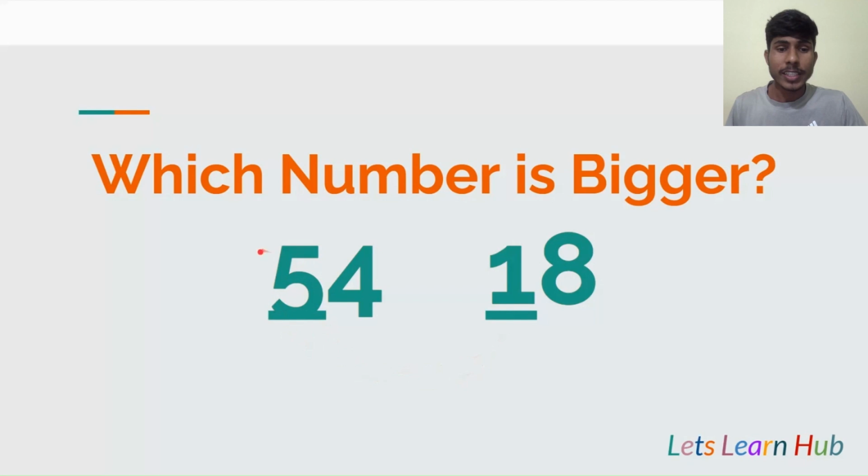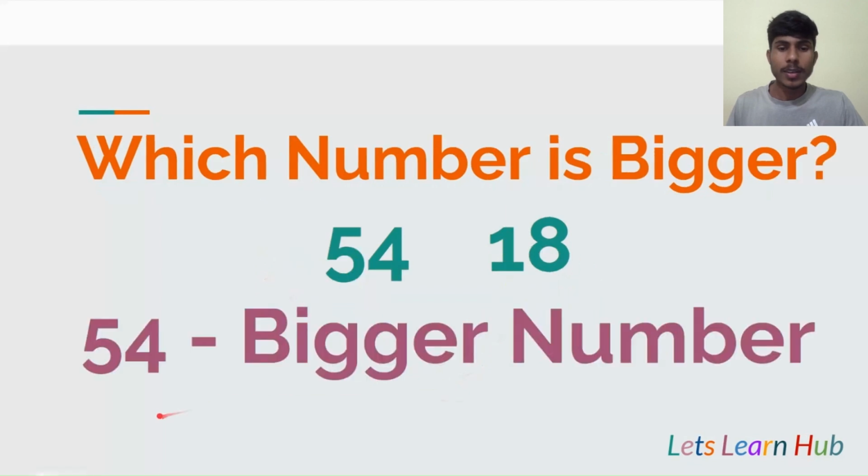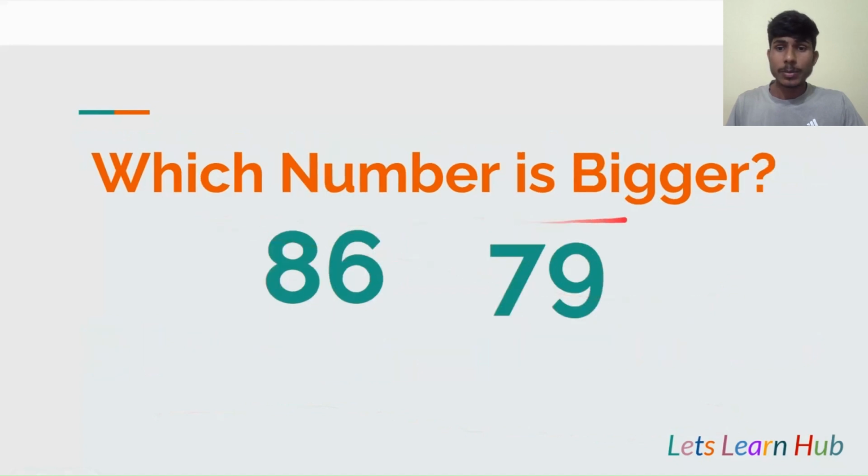And since 5 is bigger here, this number will be the bigger number. Okay, here 54 is the bigger number. Okay, let's go to our next example. Which number is bigger here among 86 and 79?